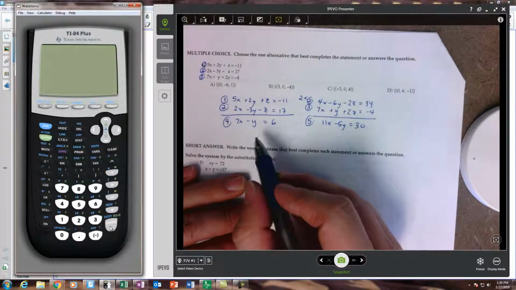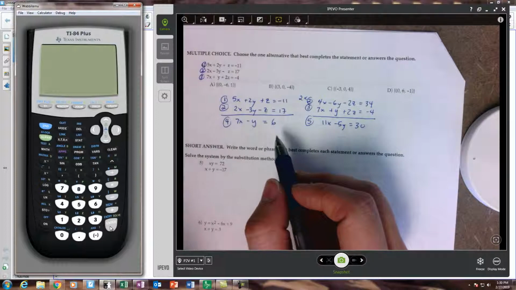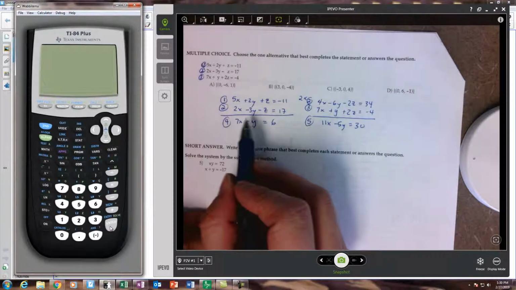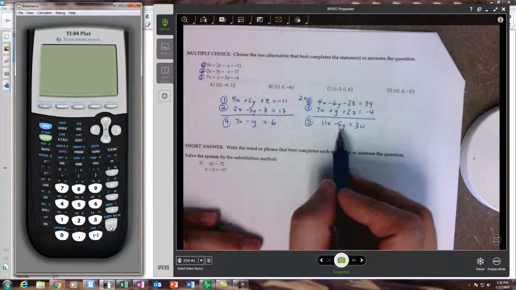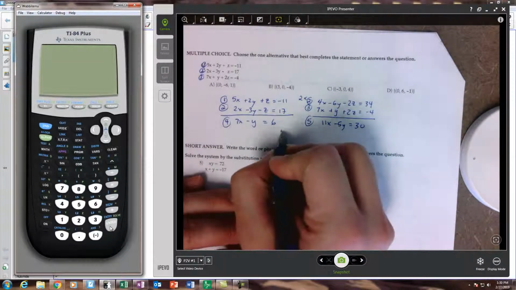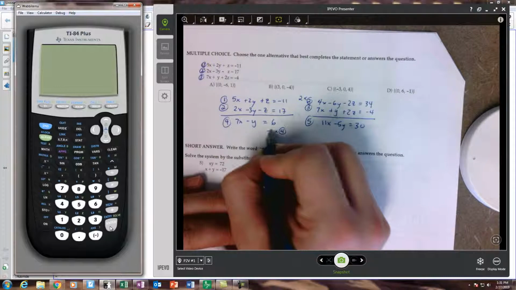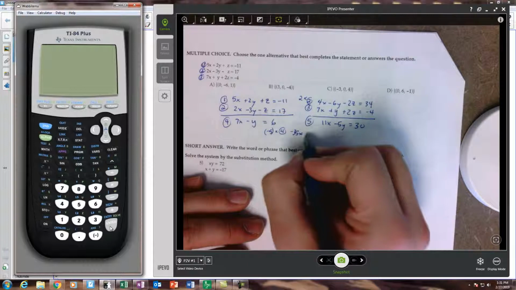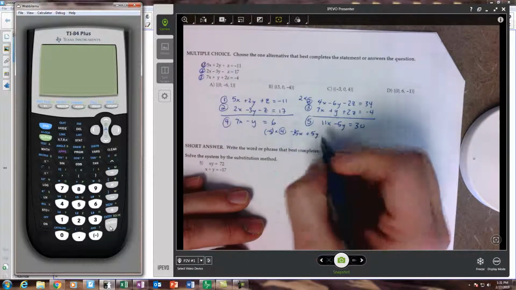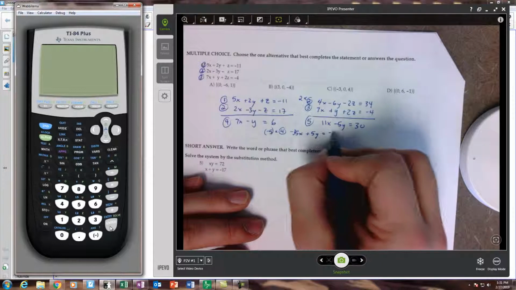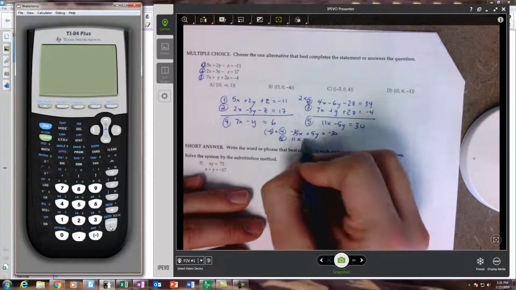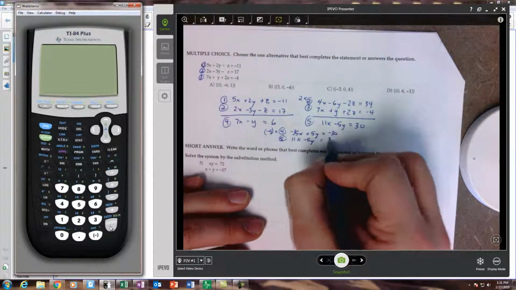I should be able to look at 5 and 4 and look for something that cancels. Right now nothing cancels explicitly, but if I times this negative y by a -5, it would become a positive 5y, and that would cancel with my negative 5y. So I'm going to take equation number 4 times a -5, which would make it -35x plus 5y equals -30, and equation number 5, just the way it is, 11x minus 5y equals 30.